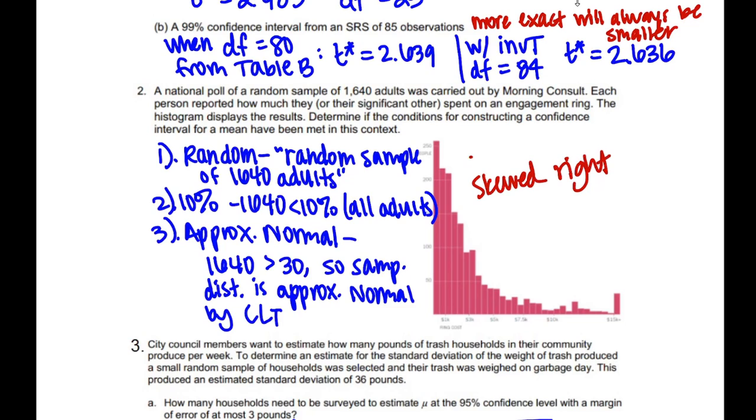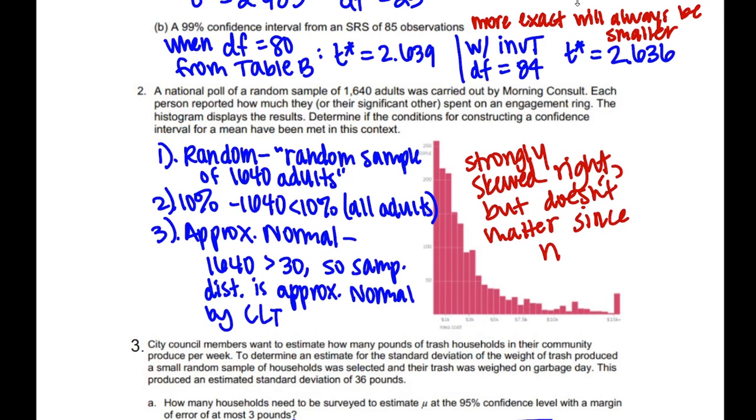So it's like strongly skewed right, but it doesn't matter since n is at least 30. Then you always want to refer to the CLT when you are using the 30 rule to check it. So make sure you always keep that in there as a reference.